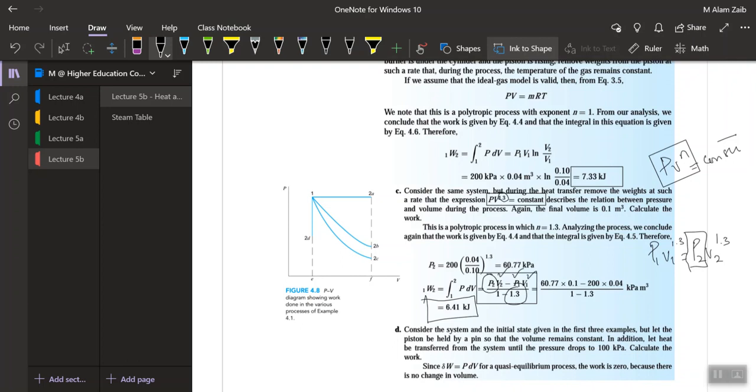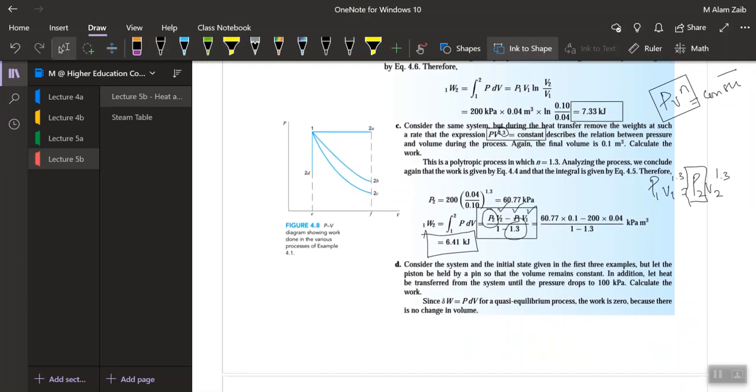Now the same thing, same initial condition, but let the piston be held by a pin so the volume remains constant. So now the process is a constant volume process. In addition, let the heat transfer continue until the pressure drops to 100 kPa, whatever it is actually.